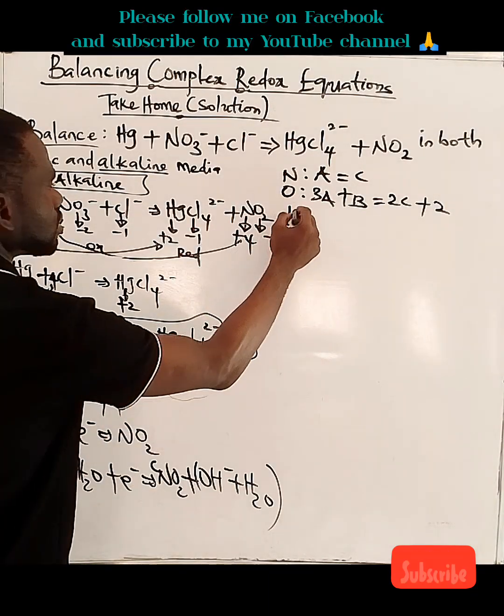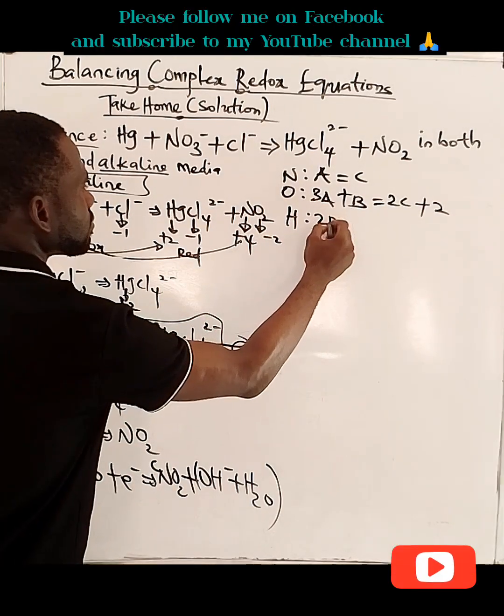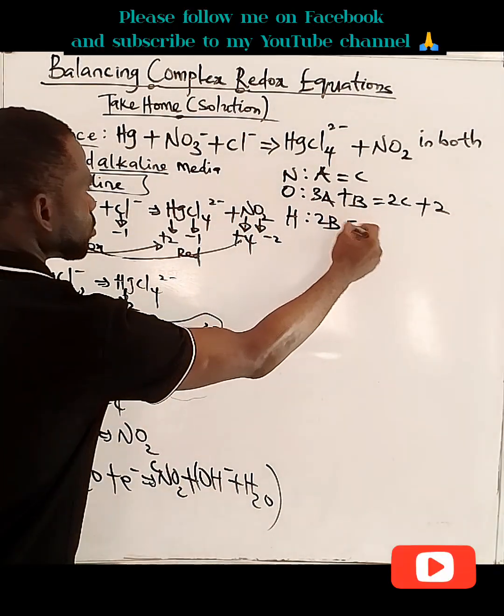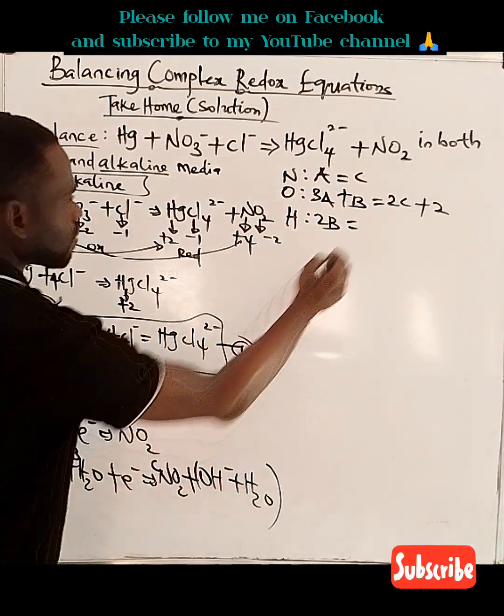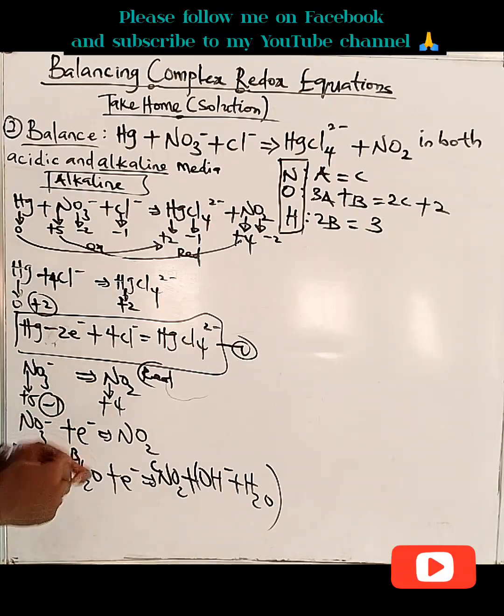So the next is hydrogen, the last atom of element. So 2 times B is 2B for the hydrogen equals to the product. Hydrogen is 3 atoms on the product end. So quickly we're done with that. So we're going to solve all this simultaneously.